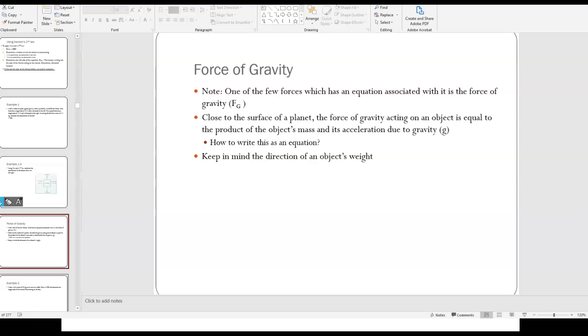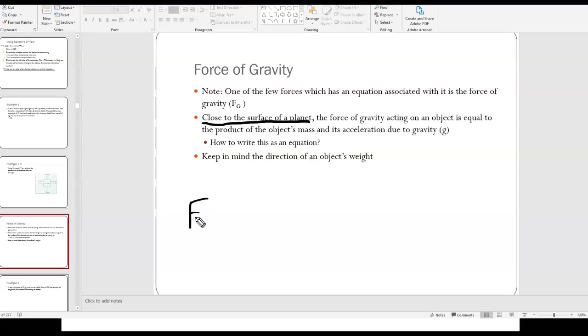This is one of the only forces that actually has an equation associated with it. There are a lot of forces where there's not an equation to directly solve for that force, but for Fg, there is an equation. So here it is. Close to the surface of a planet, and I say this because anytime you're dealing with an equation, you have to understand the limitations of that equation. For example, constant acceleration equations can only be used if you have constant acceleration. So this part I just underlined is the condition for the equation I'm about to write.